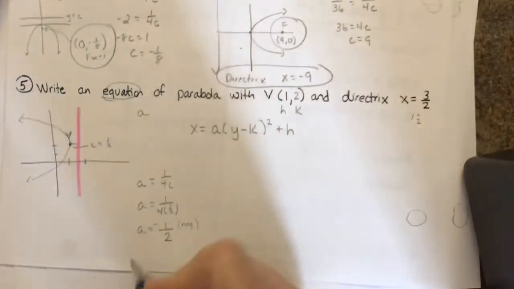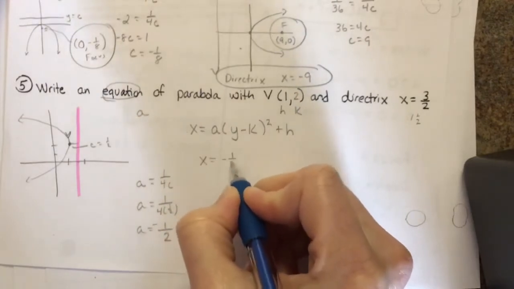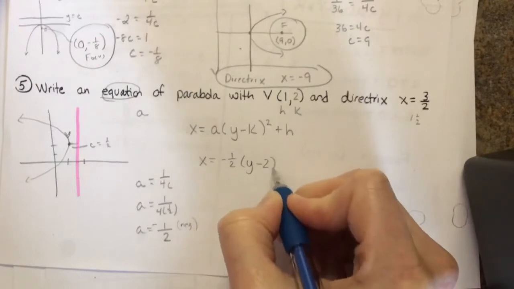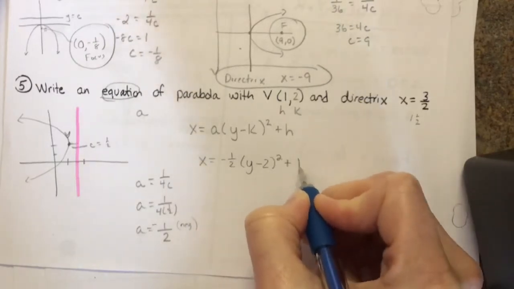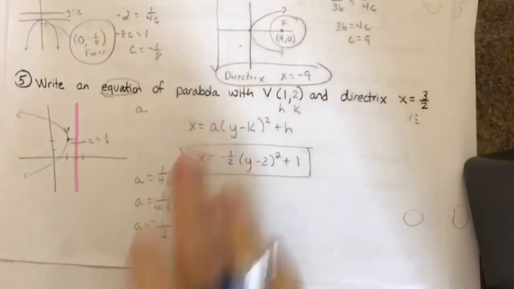So now I have my three numbers. I can write my equation. X equals negative 1 half, parenthesis, y minus k is 2, squared, plus h is 1. Here we go, the equation of the parabola.